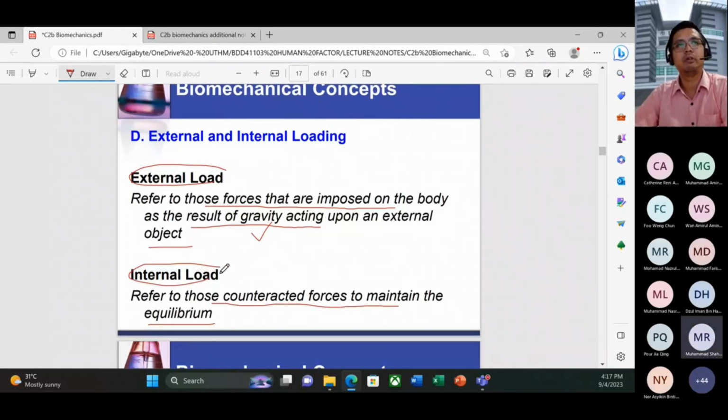Meanwhile, for our internal load, we refer to the counteracting force to maintain equilibrium. Who is that? Is there a voice?